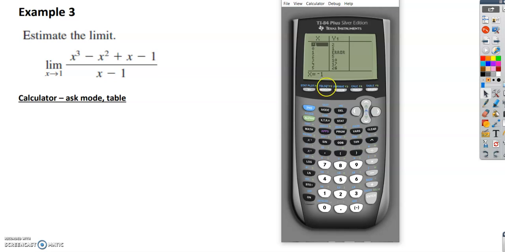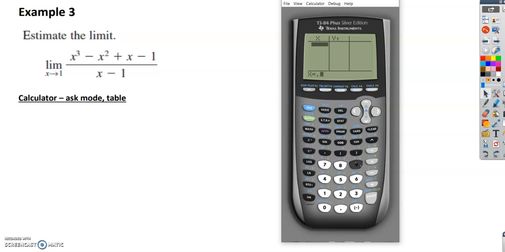So we're going to go to our table setup, which is second window. I'm going to choose what number I want to look at, which is 1, and then I'm going to say ask. Now, you don't have to change this to 1. I do. You really just need to change it to ask because it's going to let you plug numbers in. So then go back to your table and look, it's empty. That's because you have to put in what x values you want to look at.